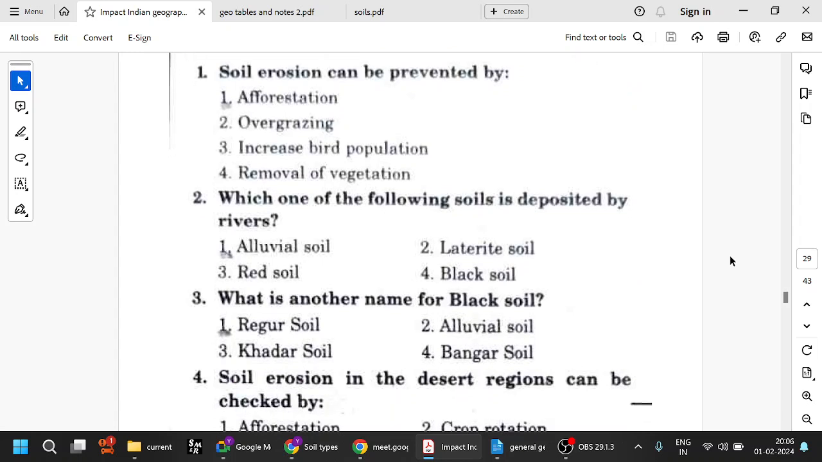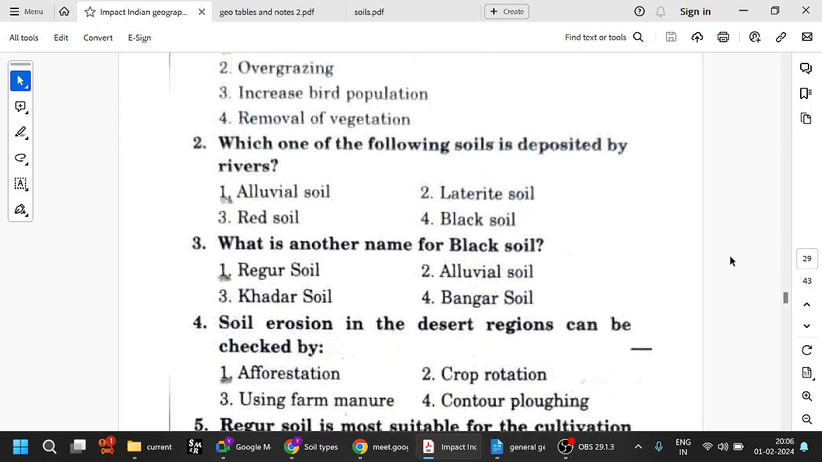Next, which one of the following soils is deposited by rivers? We have discussed this many times. It is alluvial soil. Among alluvial soil, new alluvium is called Khadar, and old alluvial soil is called Bangar. Khadar is in the lower plains. Bangar is in the Uttarakhand and the higher plains.